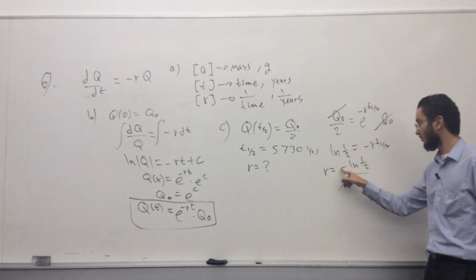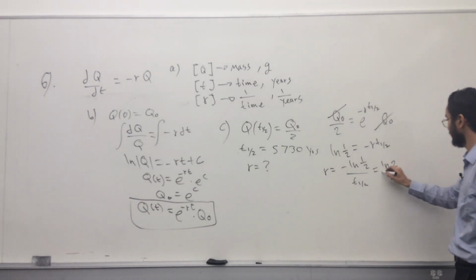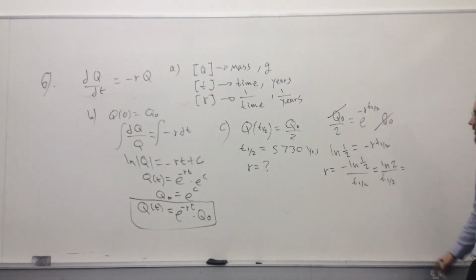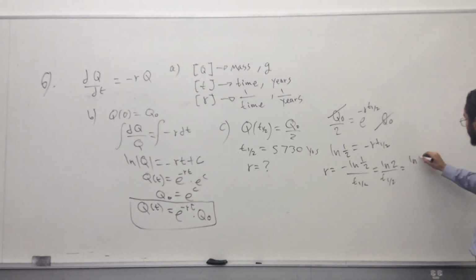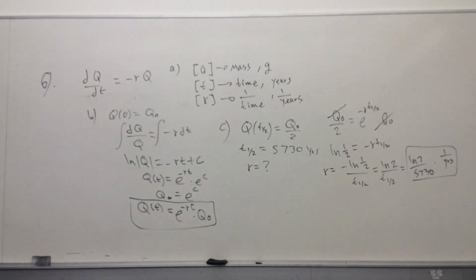Now the negative can go inside of the log as a power, so this is nothing but natural log of 2 divided by t half. And of course t half is 5,730 years, so it's natural log of 2 over 5,730. The units should be 1 over years for r. So that's part C. It's not too bad.